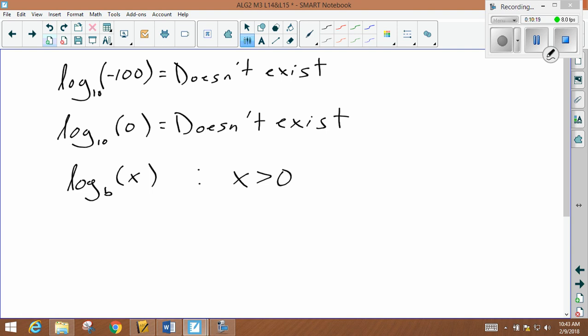Any solution that gives us a log of 0 or a negative number, any number 0 or less, right? It's not a real solution. Okay, it doesn't exist. And we'll have to say that it's an extraneous solution, right? So we'll just mentally check these and make sure that we don't wind up with any extraneous solutions as we go.